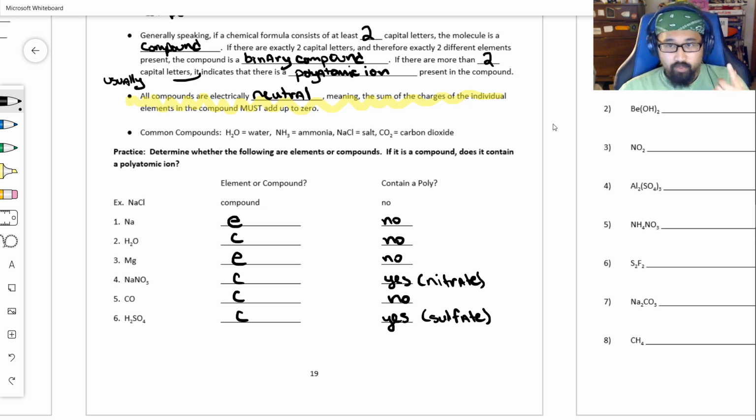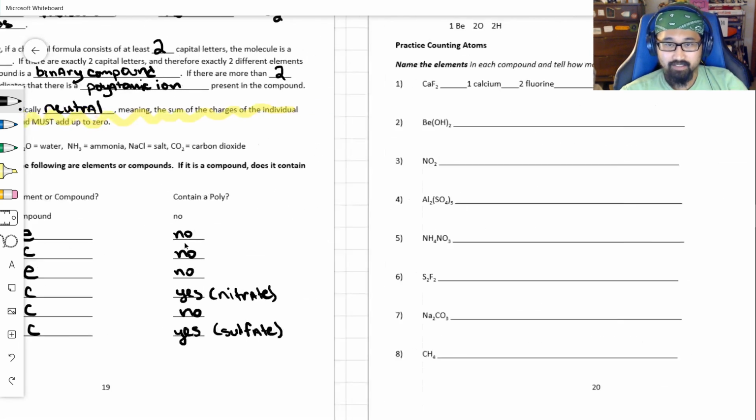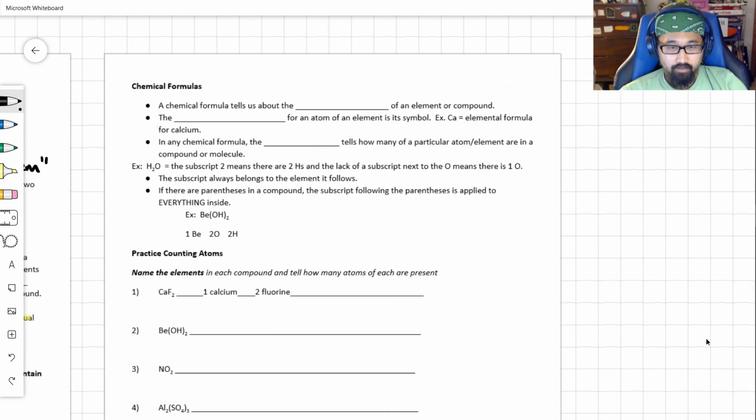All right, more than 1 capital letter is a compound, more than 2 capital letters, probably has a poly. We'll get into how to tell or not. Actually, very soon, like maybe tomorrow. Well, tomorrow, the next day, right? All right, just a little more.